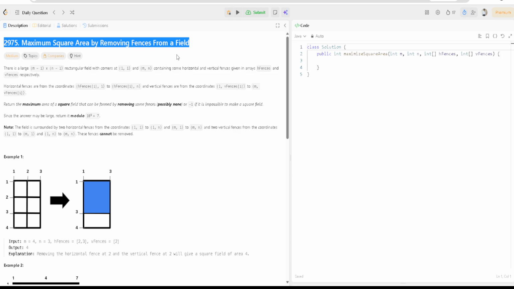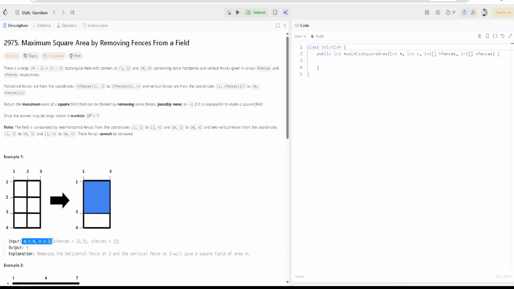So we have to remove some fences from a field. If you remember the similar problem, we have seen that we have to remove the rows and columns, and make a square in such a way that we find the area. This is a similar kind of problem, where we are given m and n. So m and n form a rectangle field at the corner. This is a simple difference, and we'll understand some more little changes in this problem.